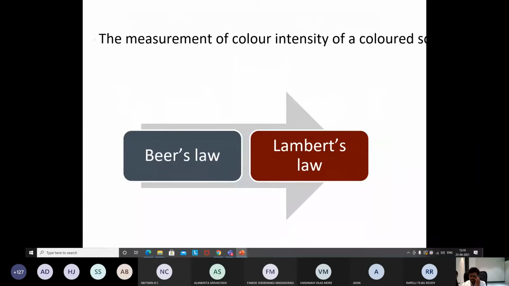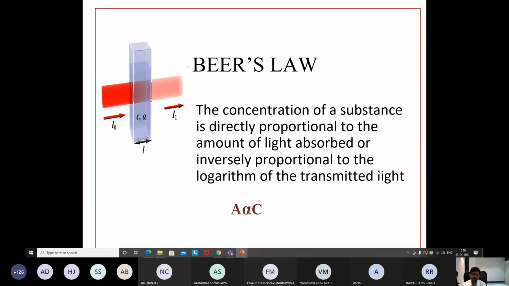So the calorimeter mainly works based on two principles, that is Beer's law and Lambert's law. Based on these two laws, this calorimeter works, and we are going to measure the concentration of any solute by using a biochemical reaction, and these two laws are behind this calorimeter principle. So first we are going to discuss Beer's law.